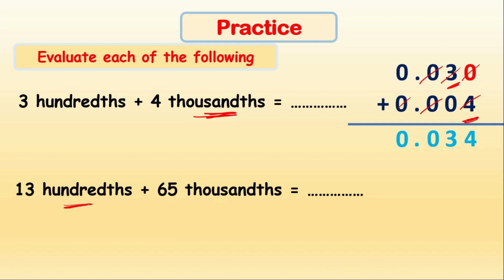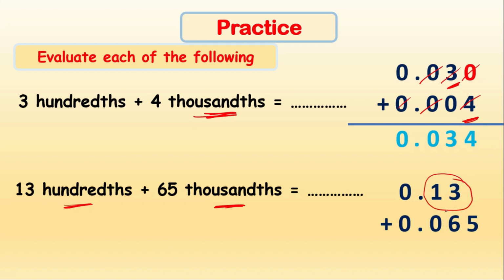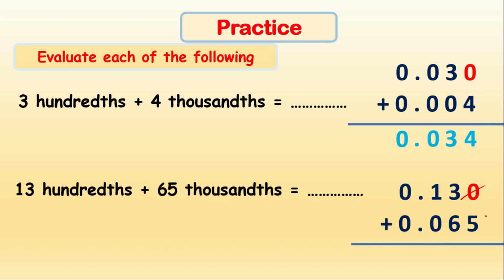The first number, 1300th, has two digits in the decimal part. The second number, 65,000th, has 3 digits in the decimal part. Two digits in the decimal, 3 digits in the decimal, so we have to put 0. Then add: 0 plus 5 equals 5. 3 plus 6 equals 9. And 1 plus 0 equals 1. Then drop the decimal point. 0 plus 0 equals 0. So the answer is 195,000th.